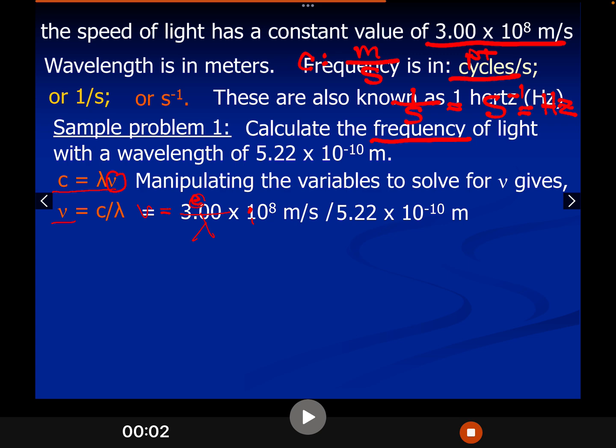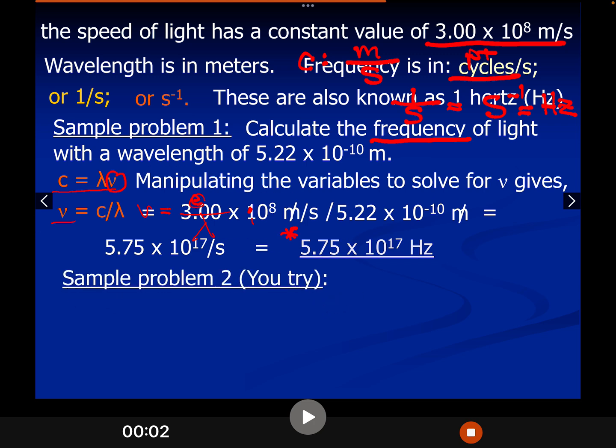If you've gotten this far in class, stop now, take your calculator out, and see if you get the number I'm about to show you. Notice that meters cross out, and we get 5.75 times 10 to the 17th per second. I will write it like this, or preferably, 5.75 times 10 to the 17th s to the minus 1.